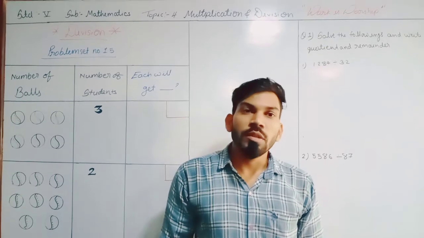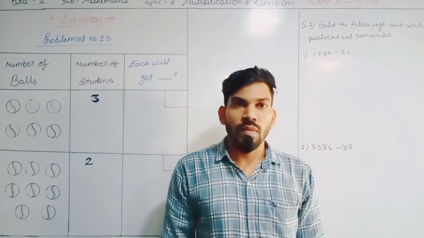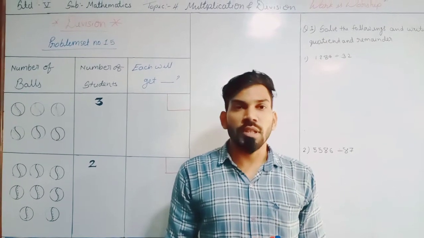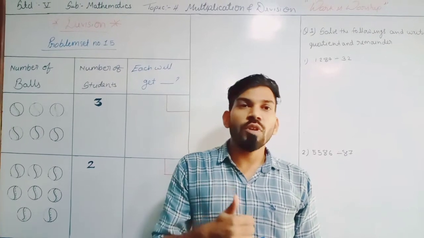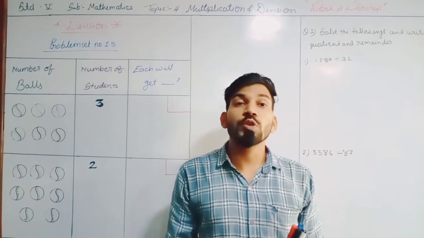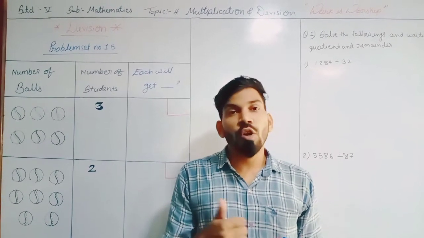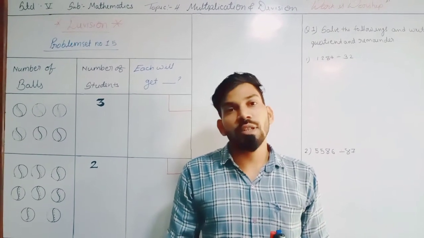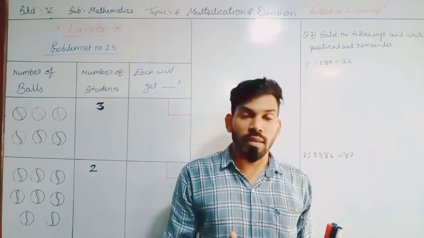Suppose your father brings a dozen bananas to your home, and you, your sister, your father and your mother, 4 family members you have. So how much will each one of you get? How are you going to find how many bananas each will get? How are we going to decide? We are going to decide by the division method.